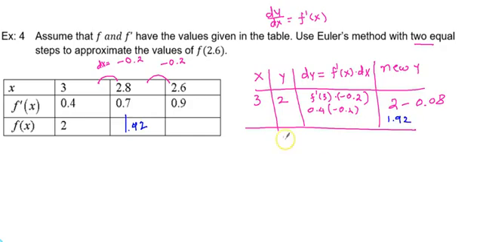And yes, these questions are sometimes with calculator, sometimes without calculator. So then your next point is 2.8. That's 1.92, and then you repeat the process. I'm just giving you the answer. This answer comes out to 1.78. So you should be able to use Euler's method without the equation.